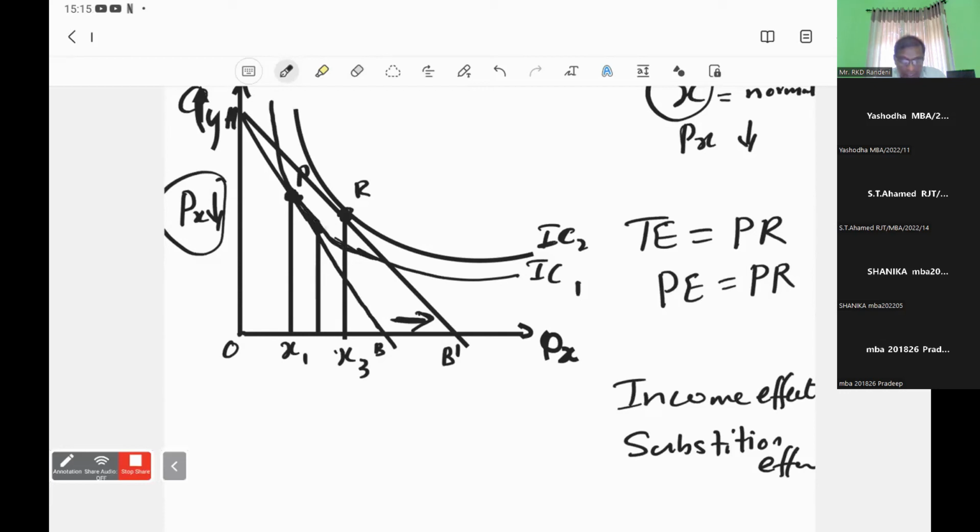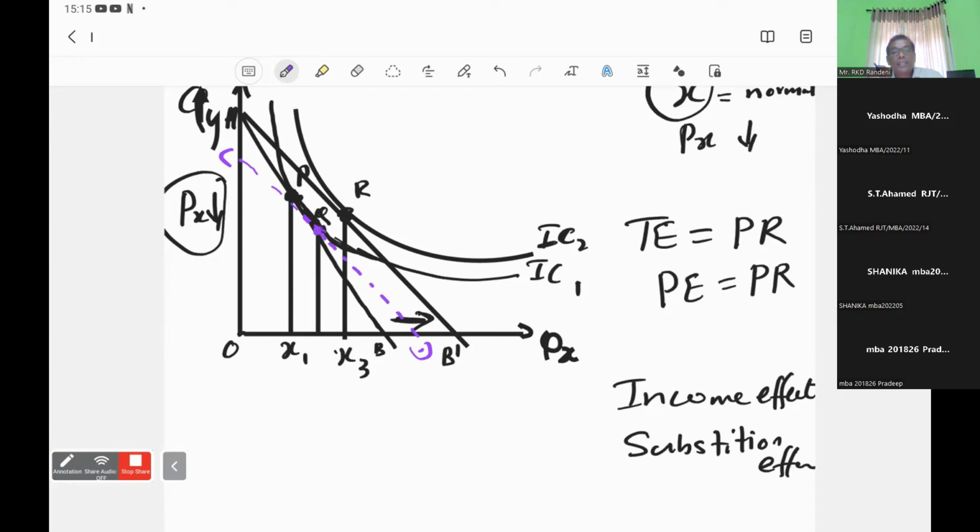Right. This is the tangent point. That is Q. Then we have to draw a line parallel to the AB dash new budget line. Now this should be parallel. Now the CD dotted line is parallel to the AB dash new budget line.